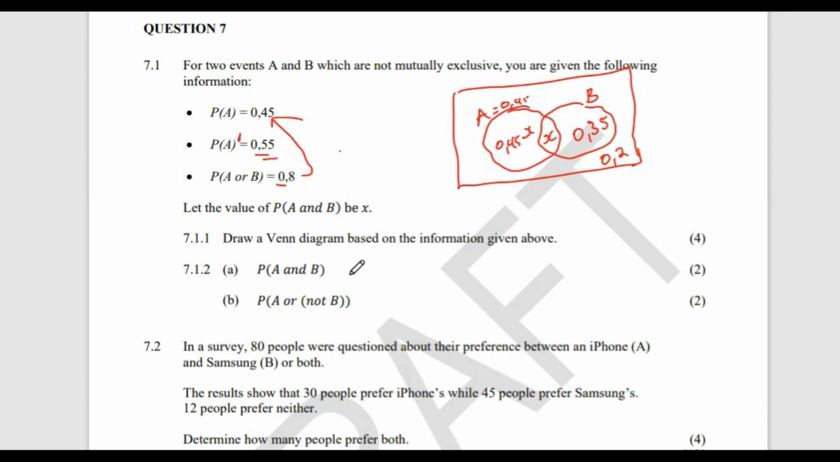Then they want us to determine the probability of A and B. Probability of A and B. Okay, so what do we do? Because if I get this outside of A is 0.55, which makes sense. If I look at this and this, and get 0.3.